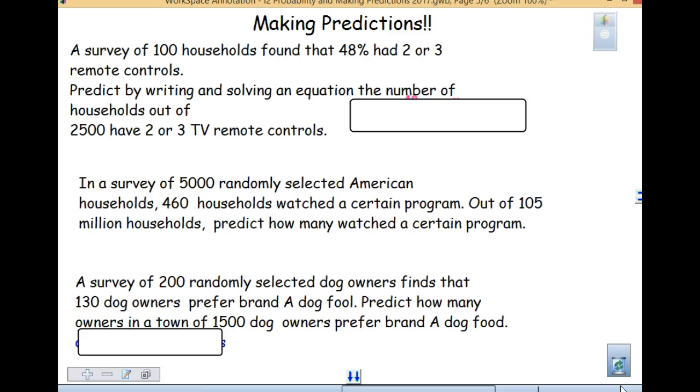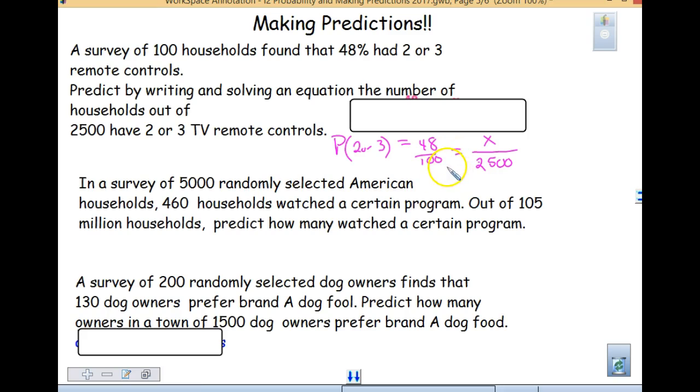So when I go to set this up, I'm going to write it this way, right? This is my probability, and we are talking about probability of 2 or 3 remotes, right? And so if I'm looking at 2 or 3, first thing I started off with was 48%. I had 48 if I wanted to think of that out of 100, right? Equals, Kylie, what should I have in my denominator? 2,500 in my denominator. This is like my x, right? That's what I'm trying to solve.